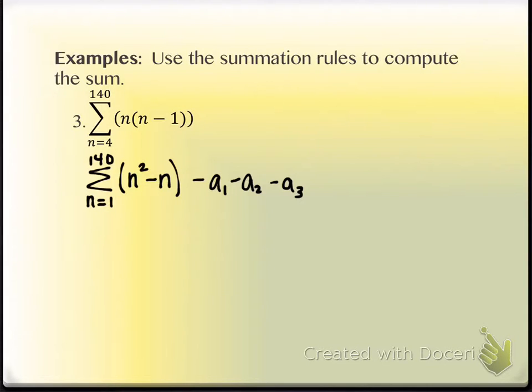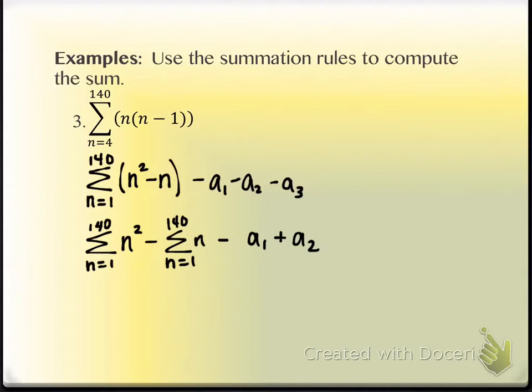Okay, so the first thing to do then is to separate this out. This is the summation from n equal 1 to 140 of n squared minus the summation from n equal 1 to 140 of n. And then we're going to subtract off a1 and a2 and a3. Okay, so we'll go piece at a time.